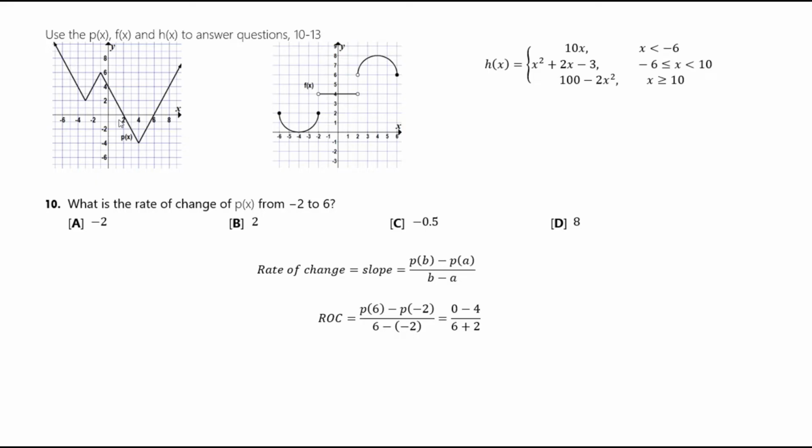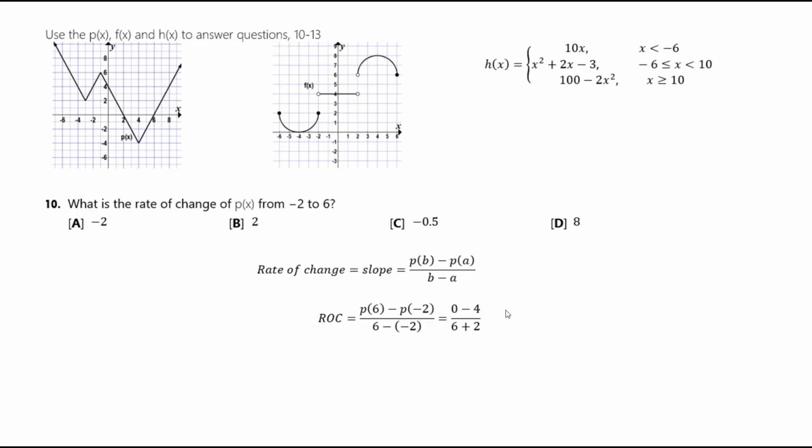So if you look at the graph here, the y value at x equals 6 for the graph is 0 because it's right on the x-axis here. If you look at x is -2 and you look at the y value for the graph, the y value is 4 right here. That's at x equals -2. So therefore p of -2 is 4 and p of 6 is 0.